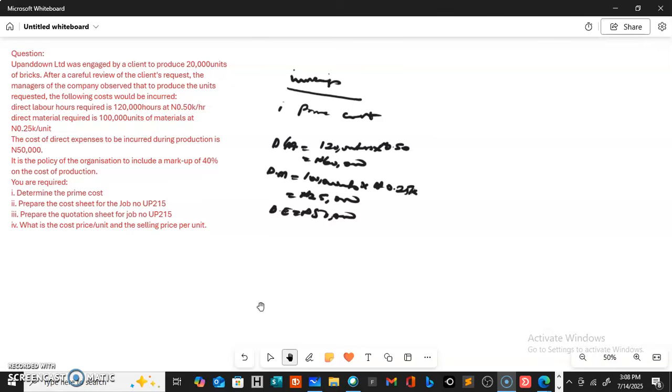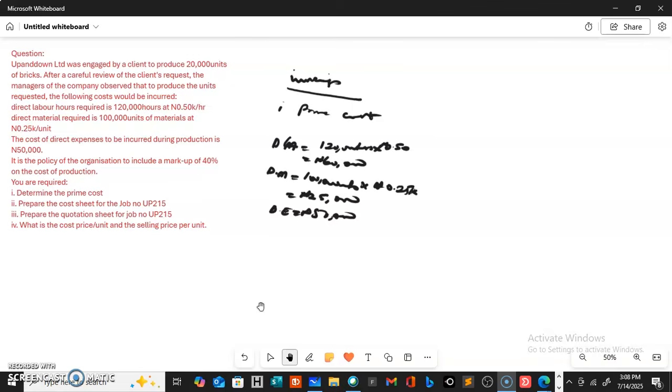Okay, so in this session, we're going to determine the prime cost. We're going to also prepare the cost sheet and also the quotation sheet, and also determine the cost price per unit and also the selling price. So let us now go ahead and complete this task.